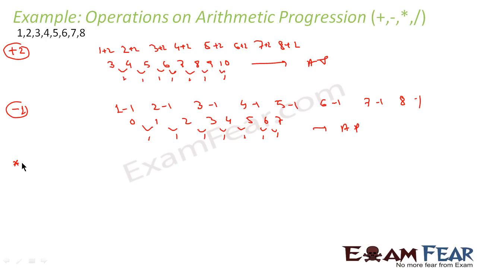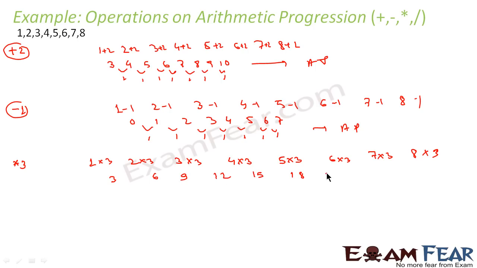Now let me multiply this by 3. The current sequence is 1, 2, 3, 4, 5, 6, 7, 8. You multiply all the numbers by 3: 5 into 3, 6 into 3, 7 into 3, and 8 into 3. So what you get is 3, 6, 9, 12, 15, 18, 21, and 24.